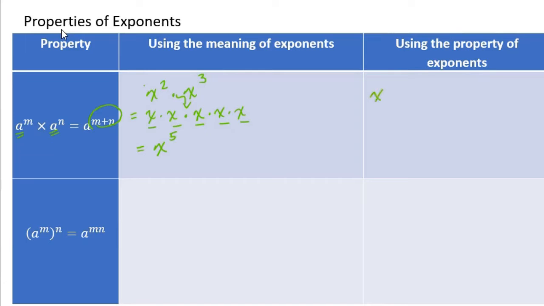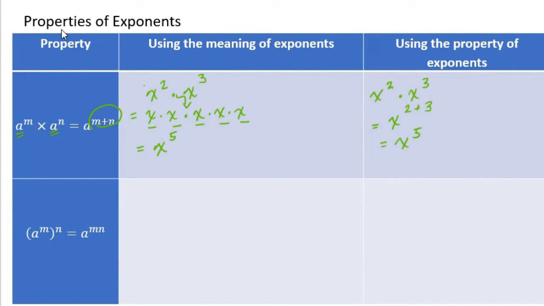So if we have the same example, x to the power of 2 times x to the power of 3, we don't have to write this out as 5 x's multiplied together. We can simply write this out as the x once. Again, we can multiply these together because the base is the same. And then I'll take the two exponents and I'll add them together. Simplifying gives me x to the power of 2 plus 3 is x to the power of 5.